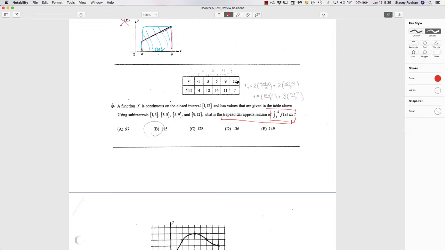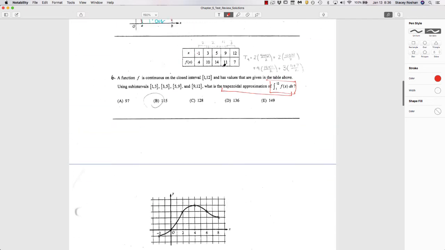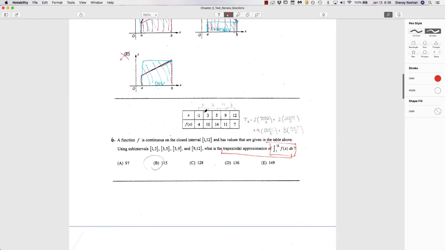The other thing to look out for is the width. We were taking out the delta x in the previous problem because the width was the same for all of our rectangles. But with data, all the time on the AP, they give you ones where it's not equal width. And this is a prime example because this is 2 and this is 2. But this width right here is 4. And then this last width is actually just 3.